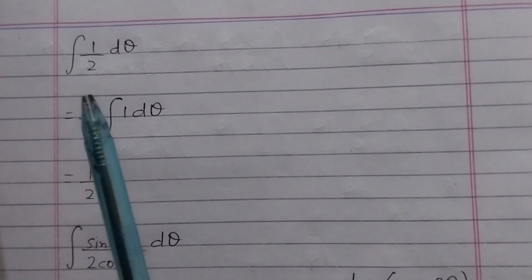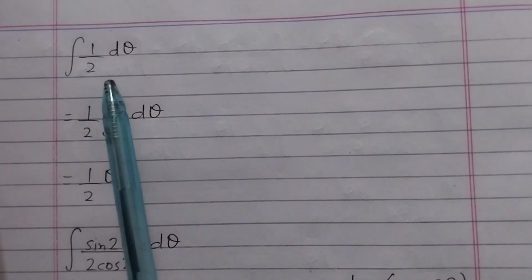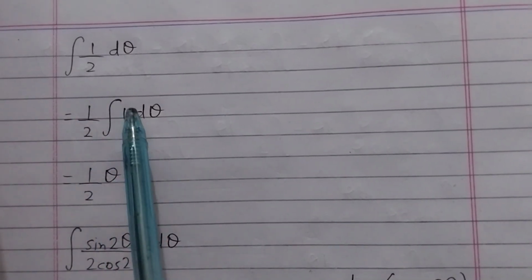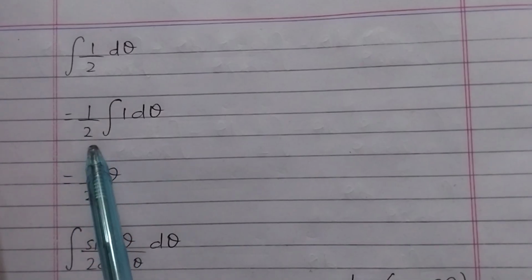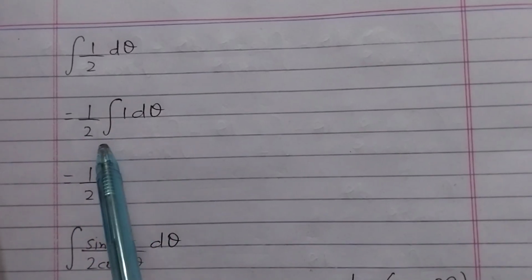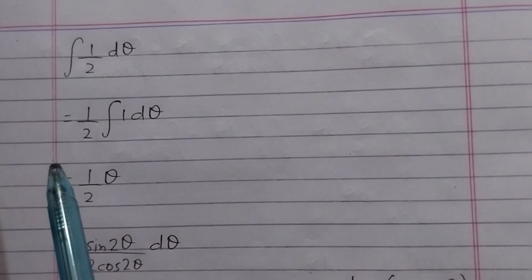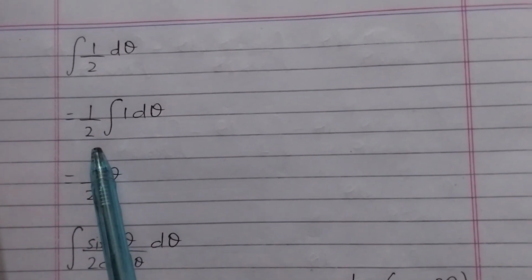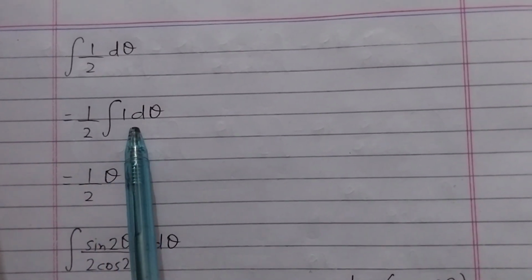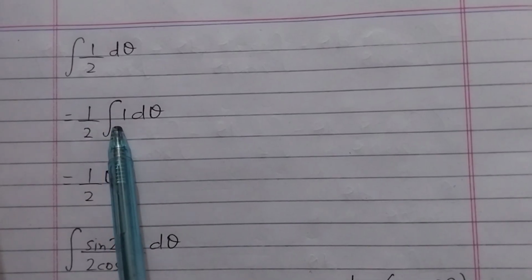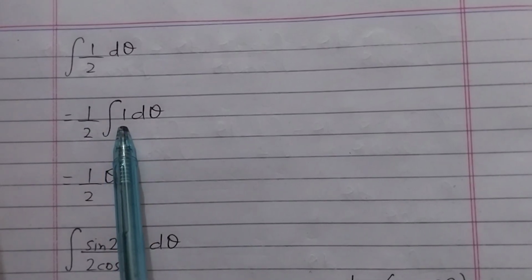Next we have this 1 over 2. So 1 over 2 can be moved outside the integral. So it will become 1 over 2 integral of 1. And when we take the antiderivative of 1, basically the question which we are asking is which expression has the derivative equal to 1.